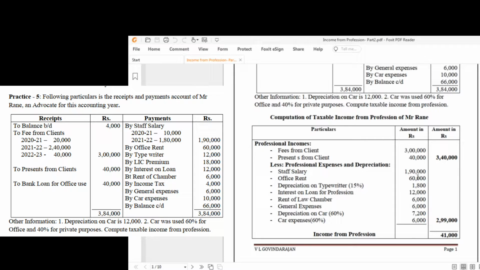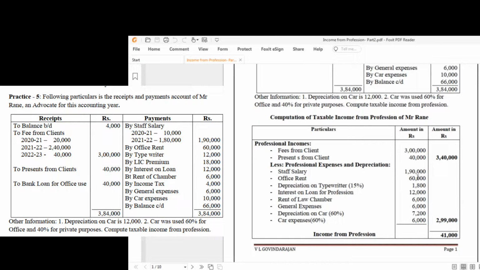Let's see the professional expenses and depreciation. Staff salary 1 lakh 90, office rent 60,000. Next, depreciation on typewriter. The cost exceeds 10,000, so we can charge 15%. So the adjustment, no information about the depreciation on the typewriter. We should be very aware while computing taxable income from profession. We must know the rate of depreciation of all the assets.